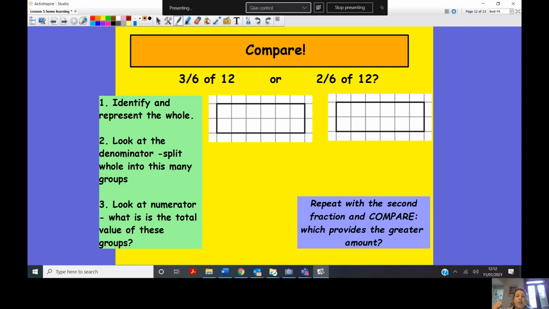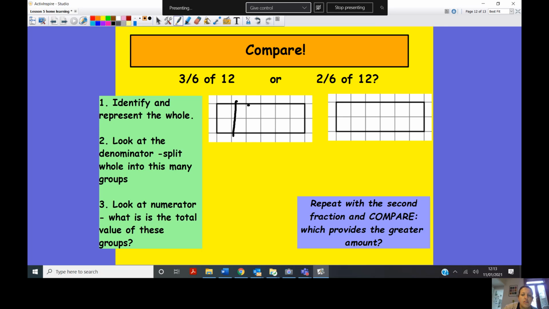We could count cubes, we could count sweets, we could count coins, marbles, whatever you have to make this easy for you. Then we need to look at the denominator. We need to split the denominator into this many equal groups. So I need to split 12 into 6 equal groups. So I'm going to draw my equal groups.